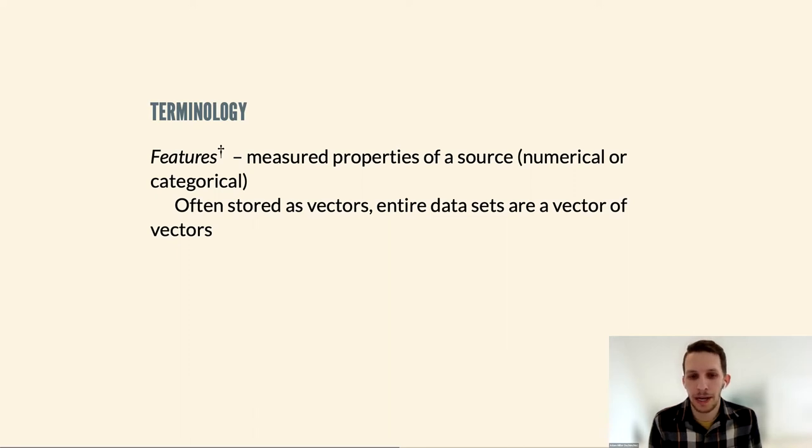Features are typically stored as vectors. So every property that you measure from a given source can then be stored as a vector. And an entire data set, which encompasses multiple sources, will then have a vector of vectors. So essentially a 2D array is how the features are going to be stored.